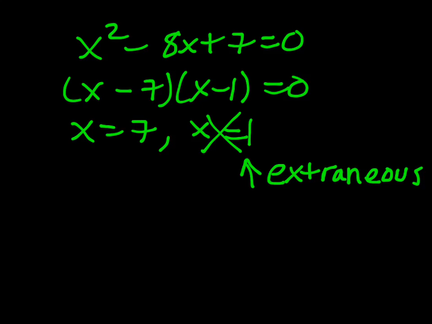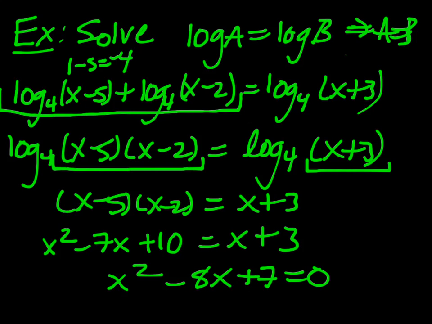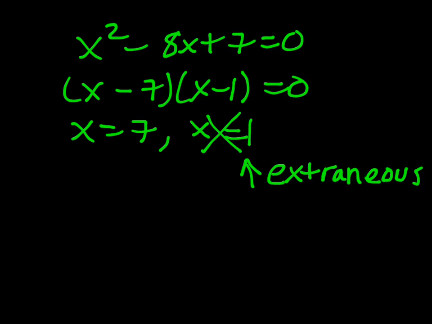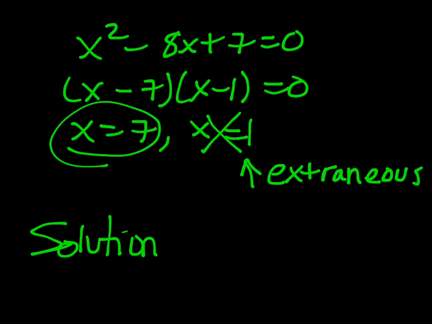And we'll just try 7 to make sure it works. So 7 minus 5 is 2. 7 minus 2 is 5, so we're good on that one. And then that one works because it's plus: 7 plus 3 is 10, so we're all good. So our only solution is x is equal to 7.